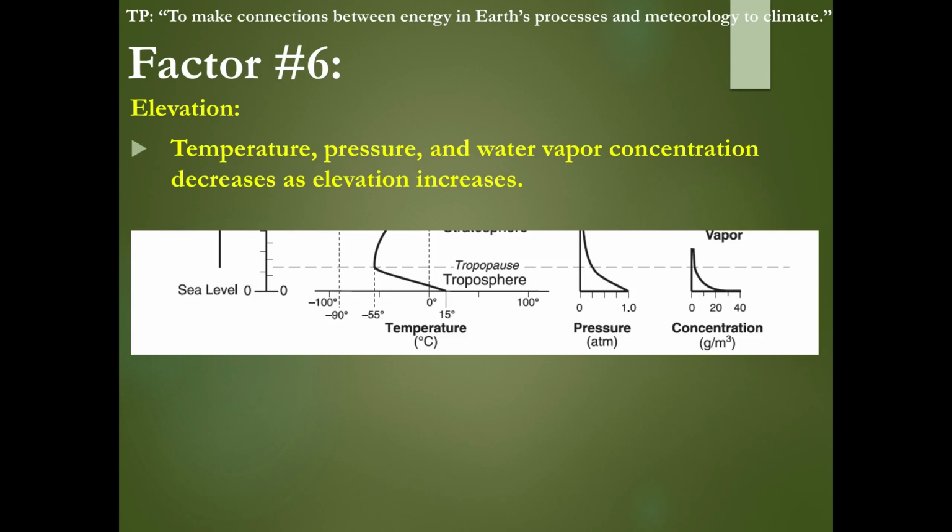Factor 6, elevation. Temperature, pressure, and water vapor concentration decrease as elevation increases. This holds true to the troposphere, and that's our concern right now, the troposphere. So temperature decreases in the troposphere as elevation increases. Pressure decreases in the troposphere as you increase elevation. Same thing with water vapor concentration. It's going to decrease in the troposphere as elevation increases.